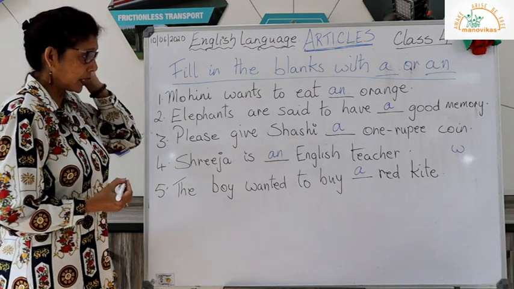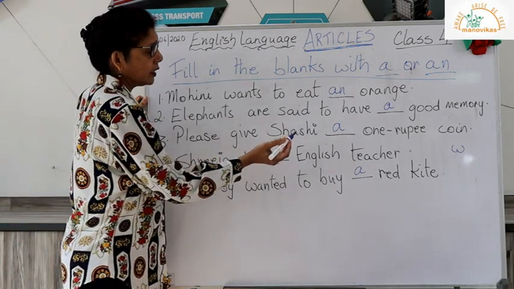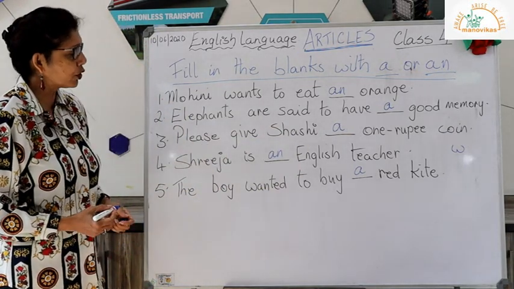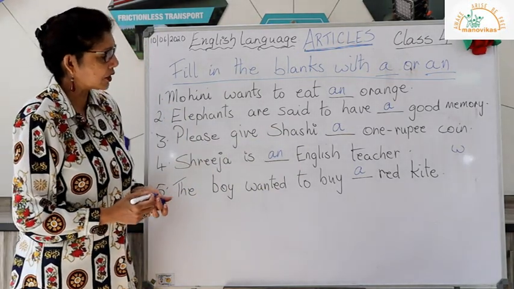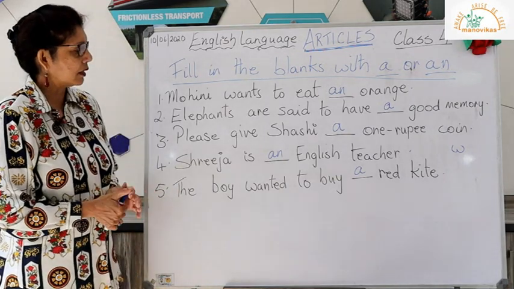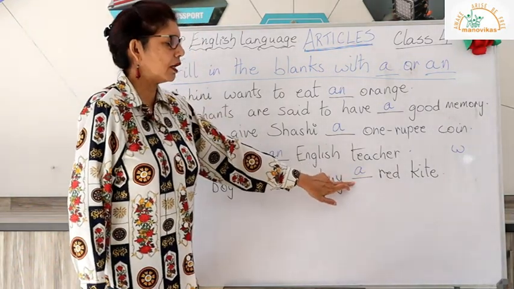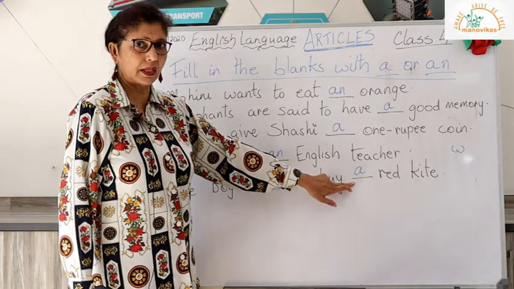Shrija is dash English teacher, an English teacher. E is a vowel again here. And the boy wanted to buy dash red kite. Again, R is a consonant, so you use a red kite. So are you clear about this?